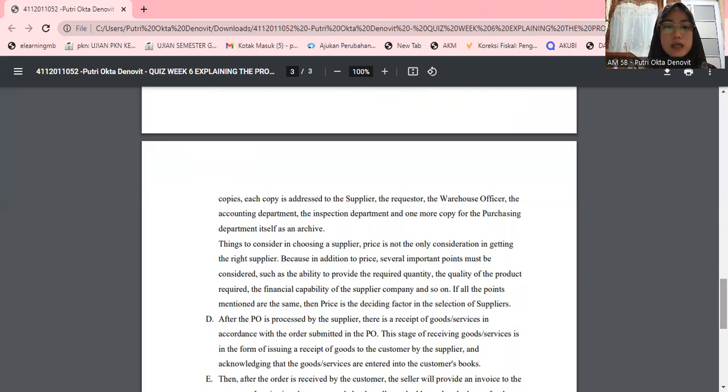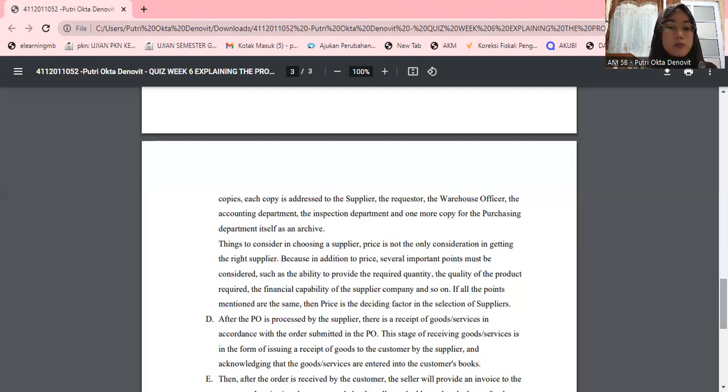Things to consider in choosing a supplier. Price is not the only consideration in getting the right supplier, because in addition to price, several important points must be considered, such as the ability to provide the required quantity, the quality of the product required, the financial capability of the supplier company, and so on. If all the points mentioned are the same, then price is the deciding factor in the selection of supplier.